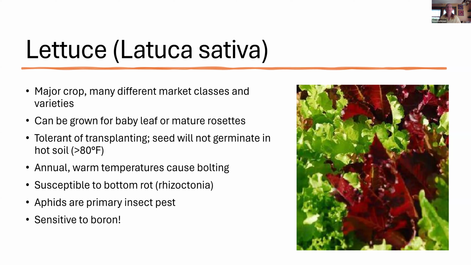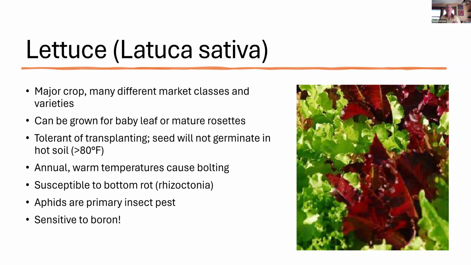While you can direct seed lettuce, it is often transplanted, particularly for mature rosette production. It germinates most quickly at a temperature of about 68 to 70. Lettuce is a true annual, and warm temperatures will cause bolting. Lettuce does not need to be exposed to cold to trigger bolting. Simply leaving it in the field too long will trigger it to bolt. Also, any sort of stress can trigger bolting in lettuce.